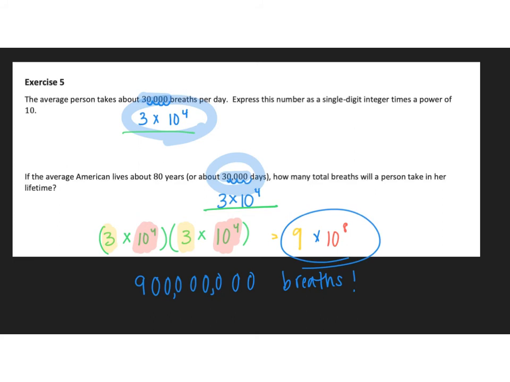Okay, and again, it was so much easier to work with the exponents than it would have been actually multiplying these numbers out, because we could do it in our head. All right, let's move on.